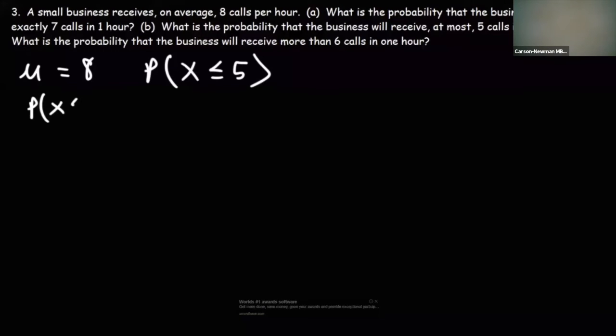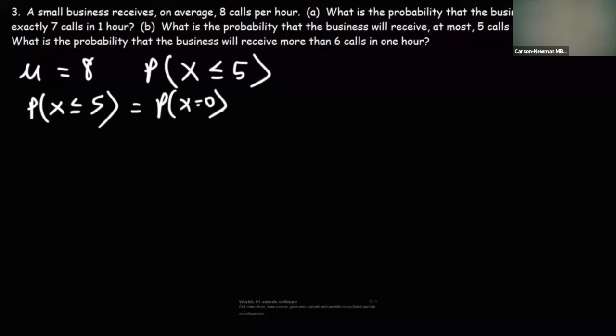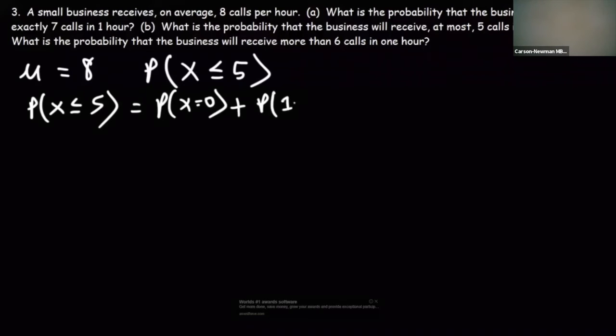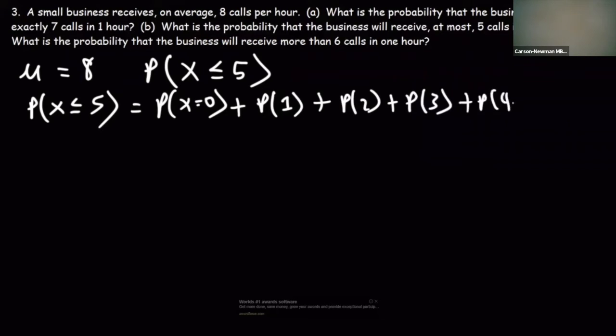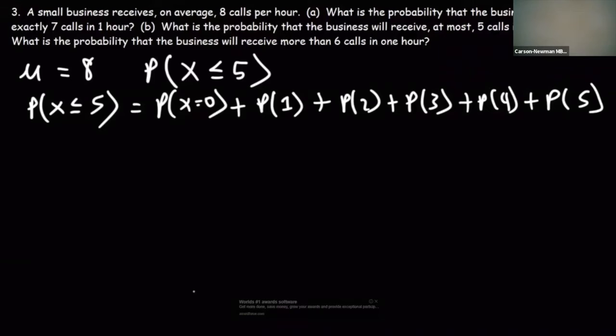So I'm just going to rewrite it here. This is equal to the probability that x is equal to 0. Now, just to conserve space, I'm not going to write x all the time. But it's going to be plus the next one where x is equal to 1, plus when x is equal to 2, all the way to when x is equal to 5. So we have to add up the individual probability values. Now, fortunately, there's a quick way of doing this.